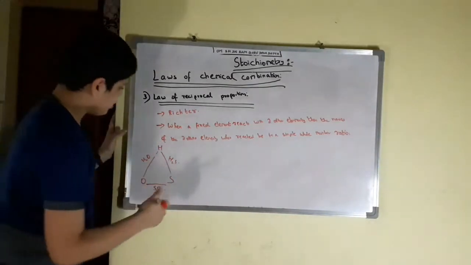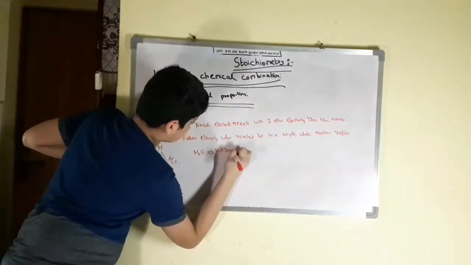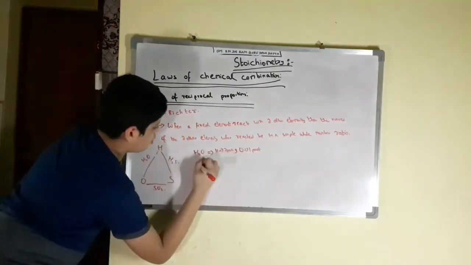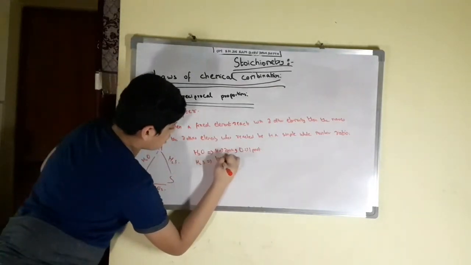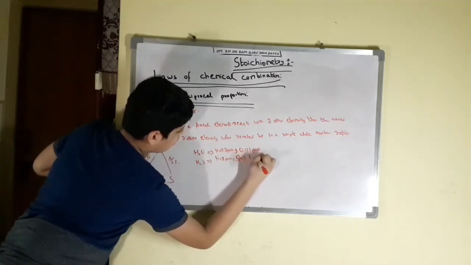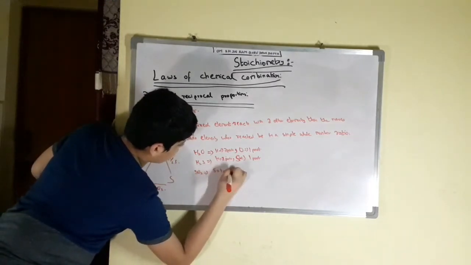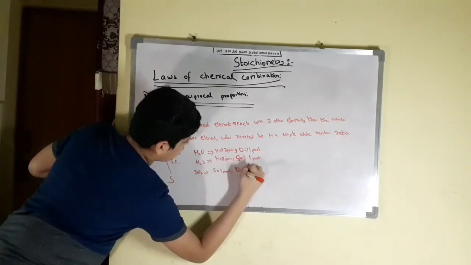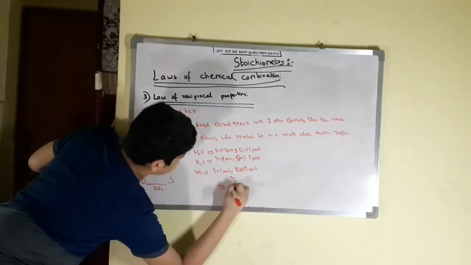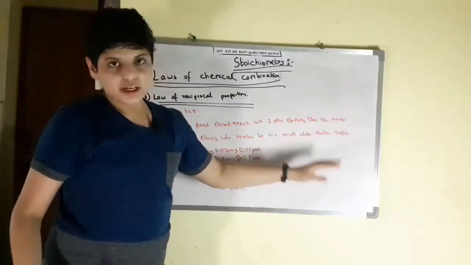For example, H2O: hydrogen 2 parts, oxygen 1 part. H2S: hydrogen 2 parts, sulfur 1 part. SO2: sulfur 1 part, oxygen 2 parts. So the ratio will be 32:32, equal to 1:1. So they may be equal or they may be in a simple whole number ratio.